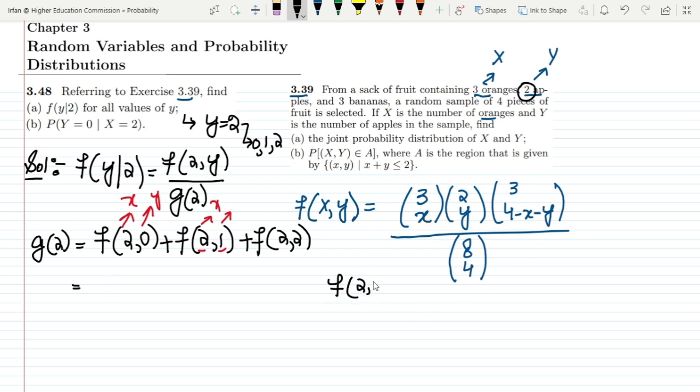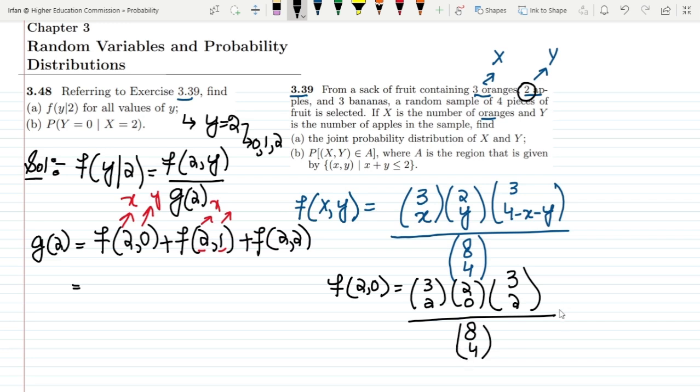So let me put all these values here, and for f of 2 0, what would we get here? It would be 3 choose 2, 2 choose 0, and also here 3 choose 4 minus x, which is 2 minus 0, so 2, divided by 8 choose 4. Finding it out, what will we get? It will be 9 by 70. Okay, so let me put it here. It will be 9 by 70.